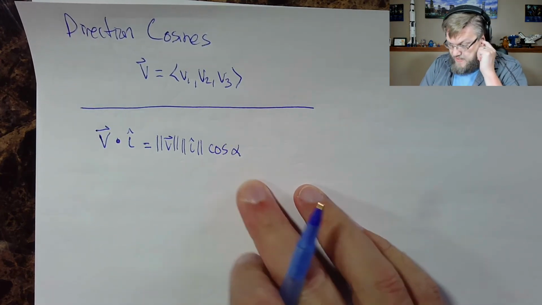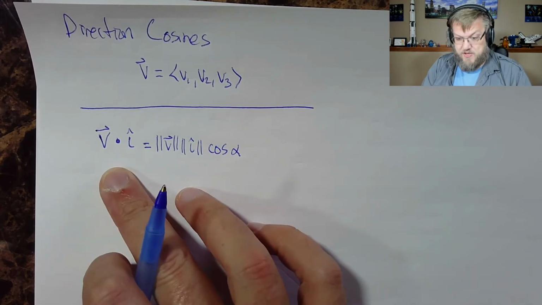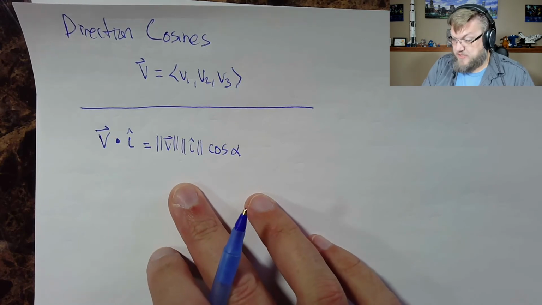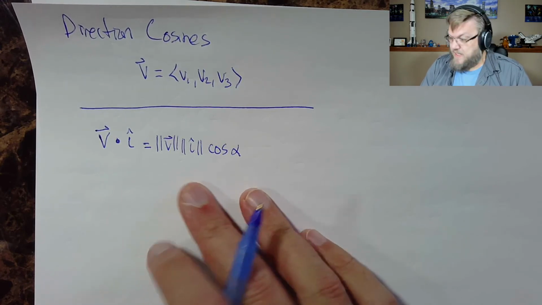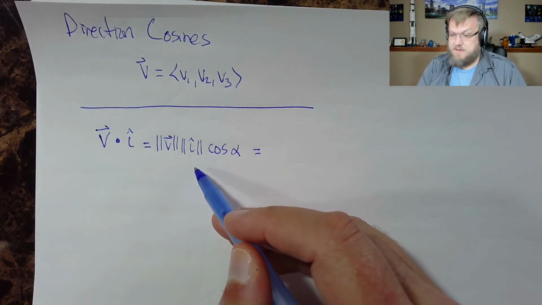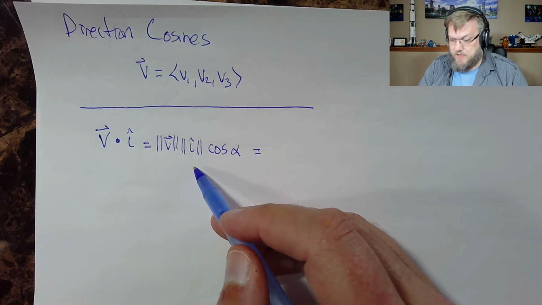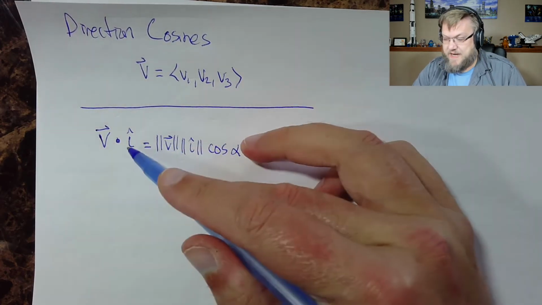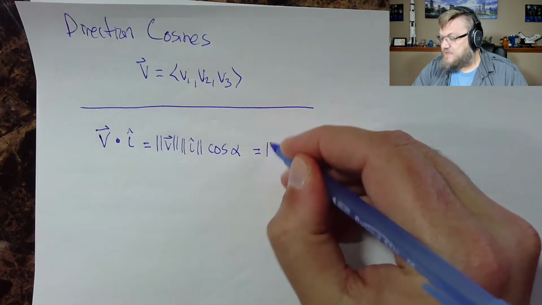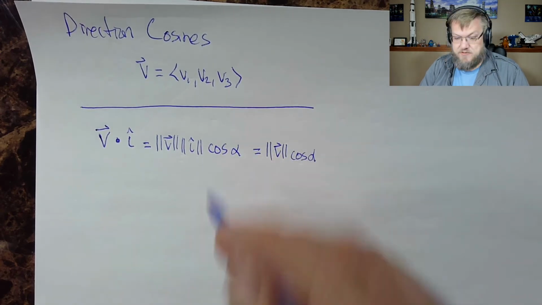Okay? So would you agree that that's just using the formula for dot product, the physics formula for dot product, right? But this is awesome because I know the magnitude of I, that's a unit vector, right? I is a unit vector, it's 1 unit long. And so v dot I is actually just the magnitude of v times cosine of alpha, since the magnitude of I is 1.